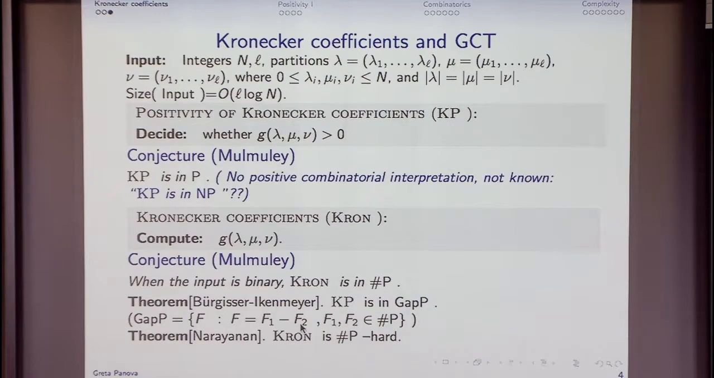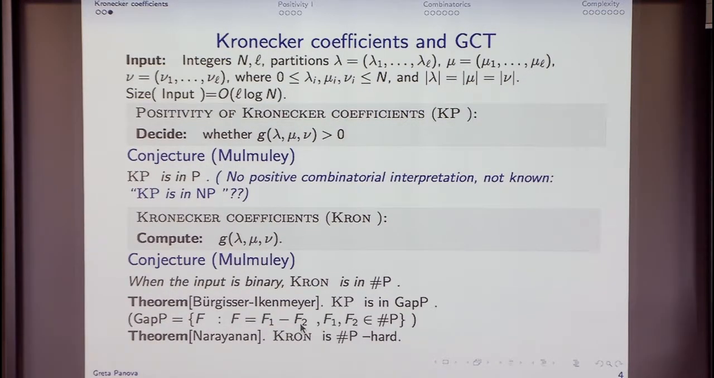No, I don't understand this last theorem. No, no, no. That is exact computing, to compute them. So there are two problems here. KP is Kronecker positivity, deciding, and this Kron here is just computing them. So maybe I should just have this. So this is just the decision problem.